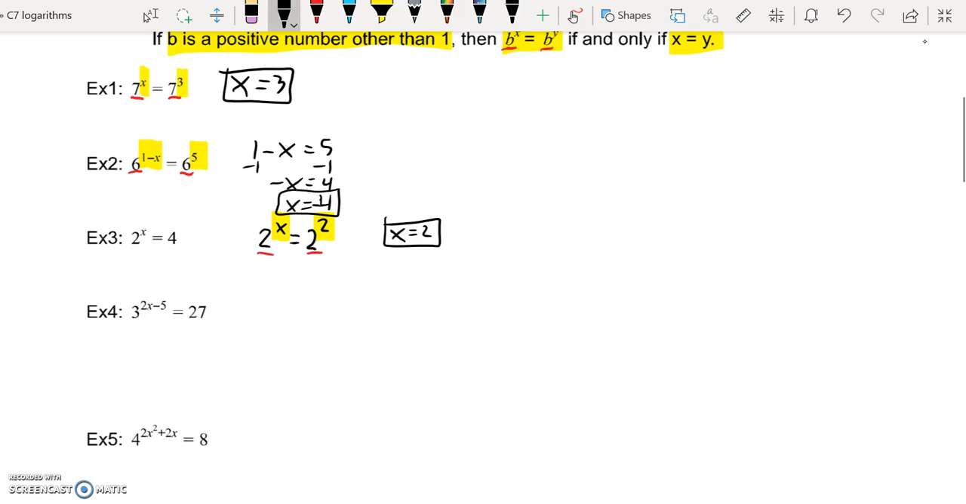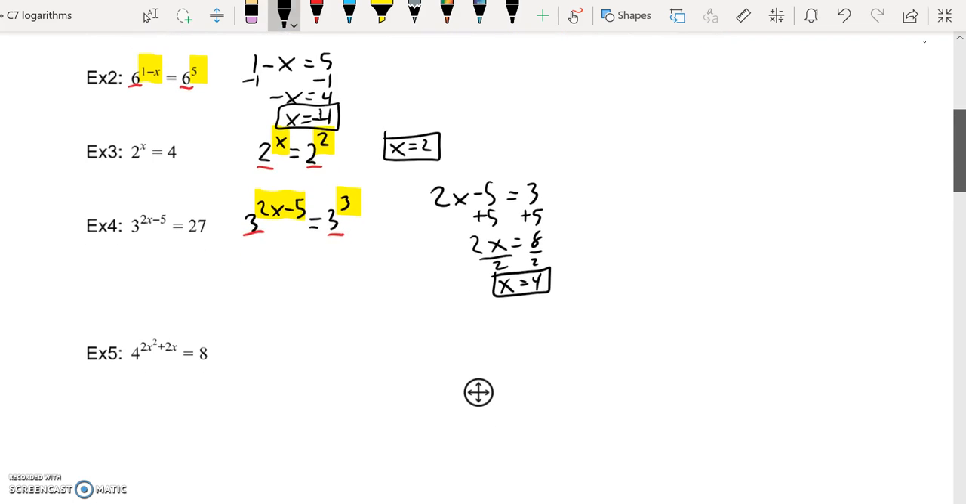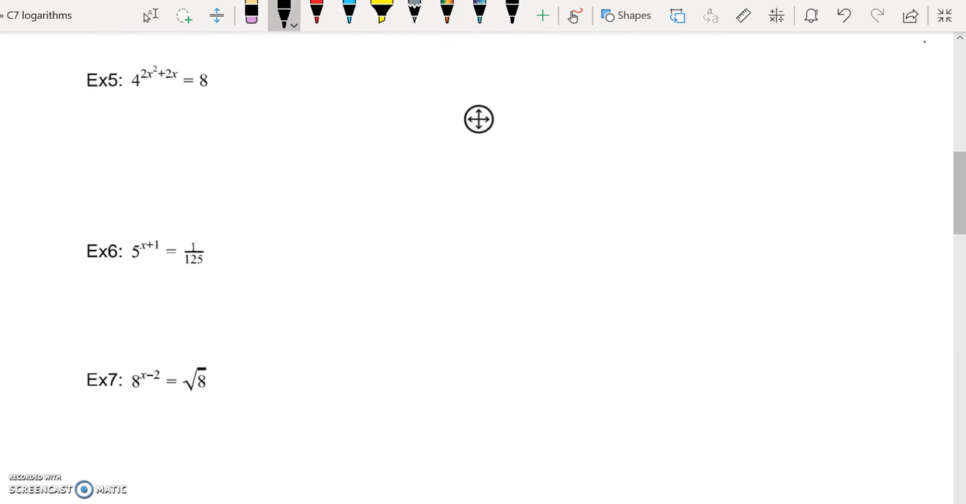Similarly, in number 3, we don't have the same base, so we're going to change 27 into something base 3. 27 is 3 to the third, so that the bases match, and we can set the exponents equal to each other. Thus, 2x minus 5 equals 3. And you're just going to solve, adding 5 to both sides, and then dividing by the 2. x equals 4. So, these are handy little tricks for being able to solve some equations.